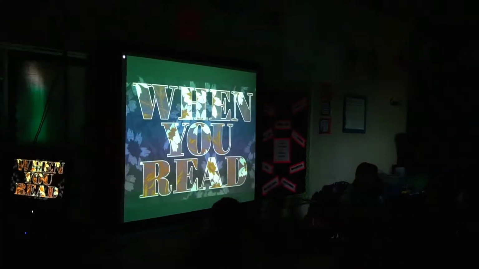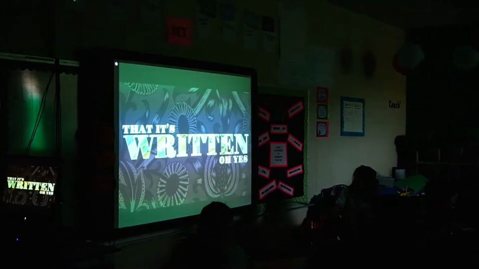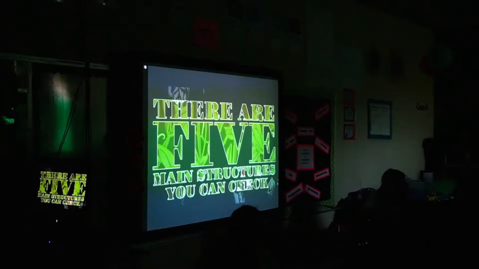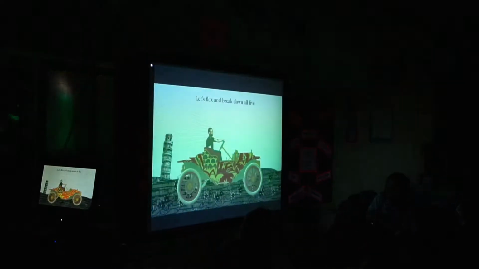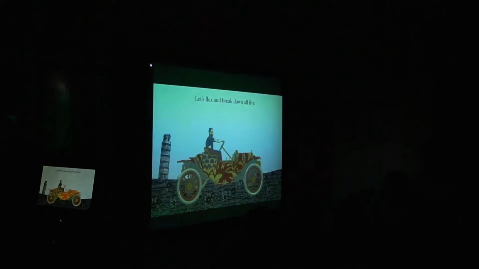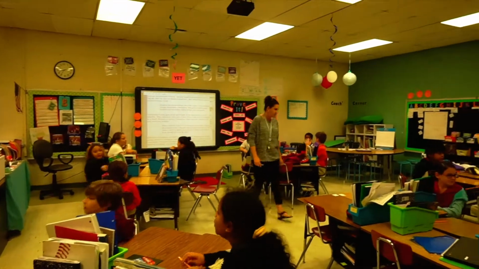When you read informational text, you see the pattern in the way that it's written. There are 5 main structures you can check. Find the structure and they get less complex. Let's break them all down. Turn and talk with your people and see if you can name all 5. What are they?